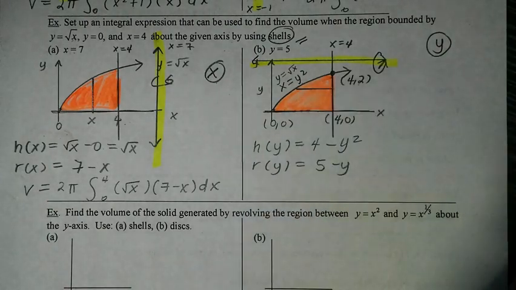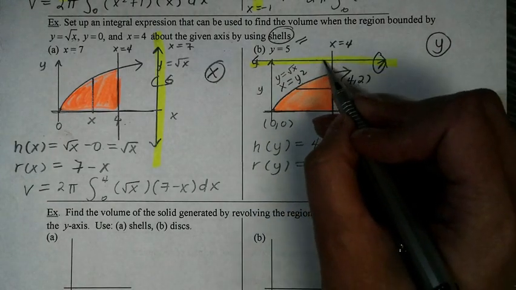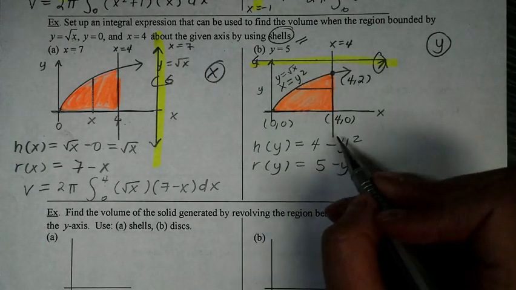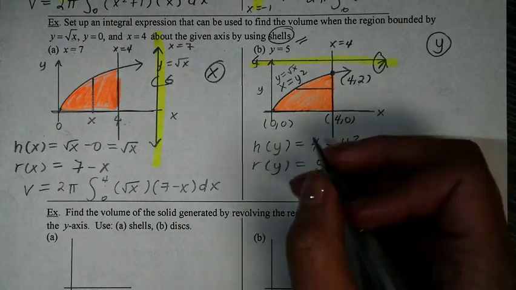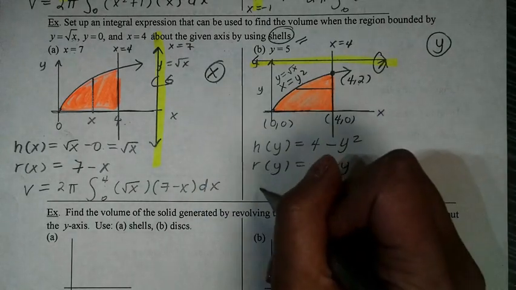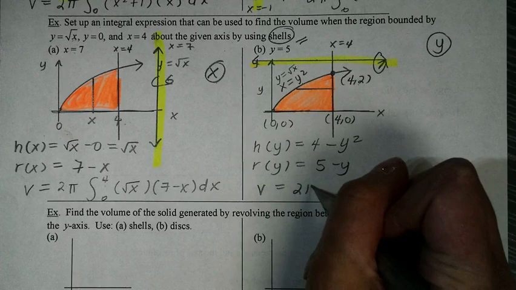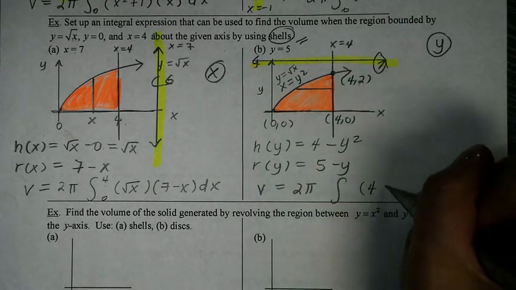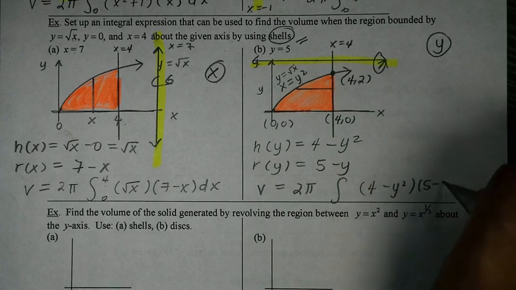Isn't that simple? Why that? Because the axis of rotation is above the area of interest. So it's 5 minus y. Now we have all the pieces of the puzzle. So the volume is equal to 2 pi integral of something, and then it's going to be 4 minus y squared times 5 minus y dy.